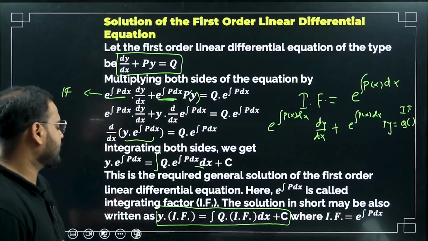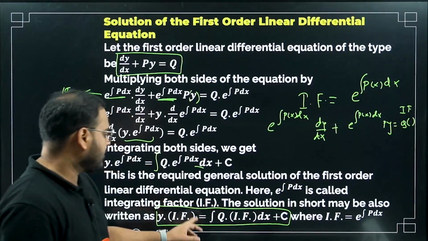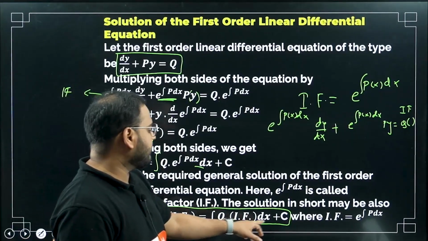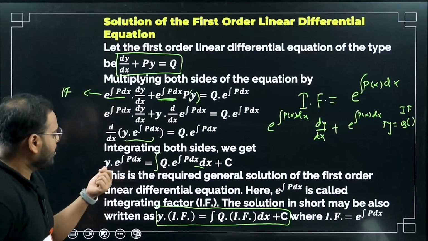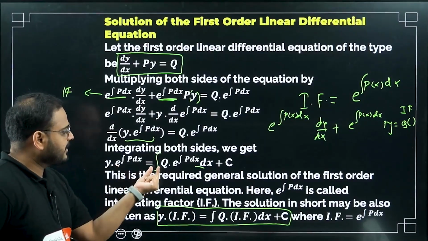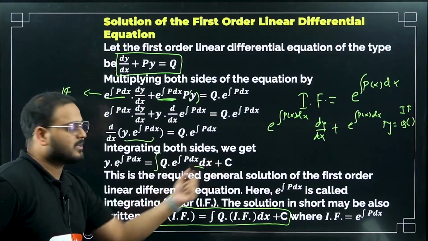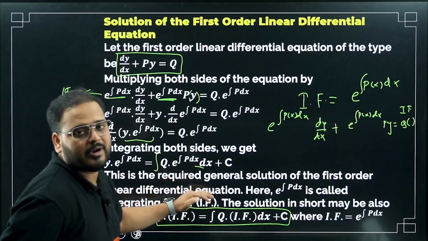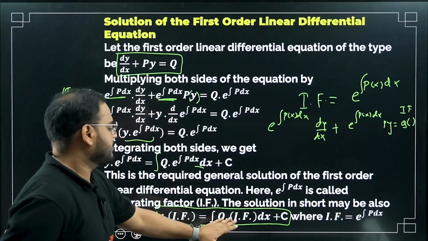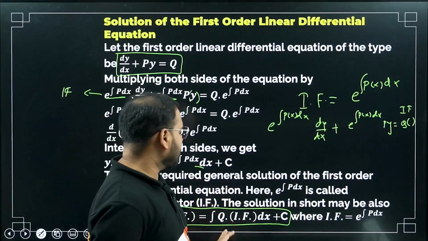This is your result: y times IF equals integral of q times IF dx plus c. Same thing is written over here, please check. Y times IF, integral of q times IF dx plus c. This integration has to be performed to get the final answer, obviously. But we don't know the value over here, so that's why it's written in that standard form.